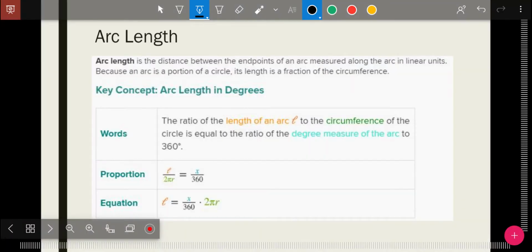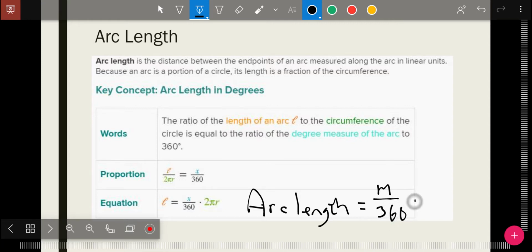Last thing we're going to deal with, and we're not going to do a whole bunch of problems like this, is arc length. And so this is what I need to know. Arc length is the degree, the measure. I'm going to put M for measure. The measure of the angle or the arc, because remember, arcs and central angles are the same, divided by 360 times the circumference. So I'm going to do 2 pi r. You could also use pi times diameter there.